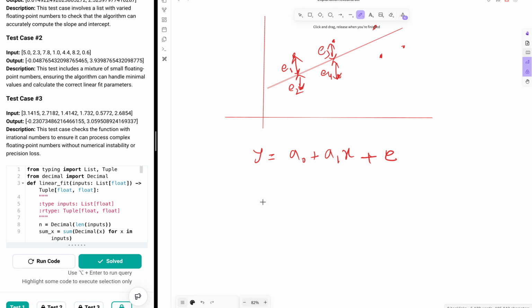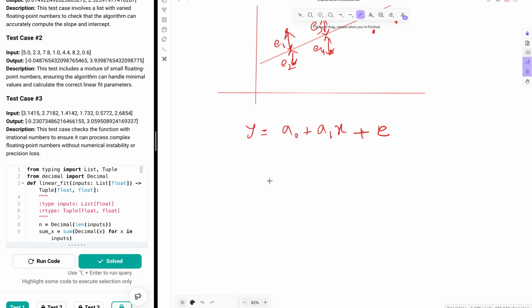So now what we'll do is we'll write e is nothing but y minus a naught minus a1 of x, and this is for just one point. And if I apply it for all the points, then we can write it as e of i is yi minus a naught minus a1 of xi.